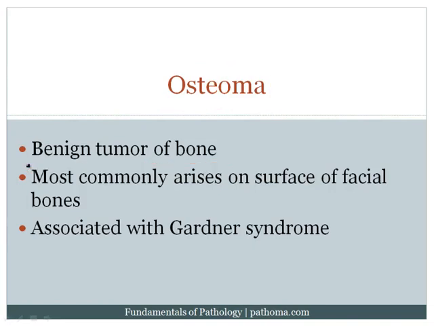Now there are two high yields for an osteoma. Number one, it most commonly arises on the surface of facial bones. And number two, it's associated with Gardner syndrome. Now recall from our GI lecture that Gardner syndrome is familial adenomatous polyposis plus fibromatosis in the retroperitoneum. And again, fibromatosis is a non-neoplastic proliferation of fibroblasts that grows and locally destroys tissue.